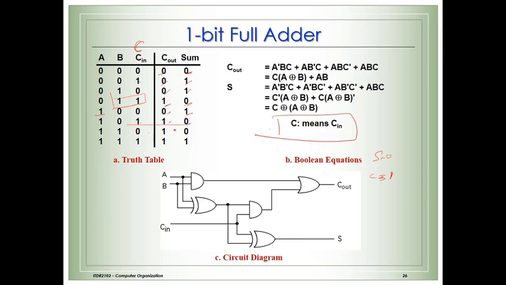Then 1 1 0, sum is again 0, carry will be 1. But for 1 1 1, the first two ones will give you sum 0 and carry 1. Then this carry 1 will be added with this one, and these 1 and 1 will again give you sum 0 and carry 1. Correct. So this way you will get the sum 1 as well as carry 1.